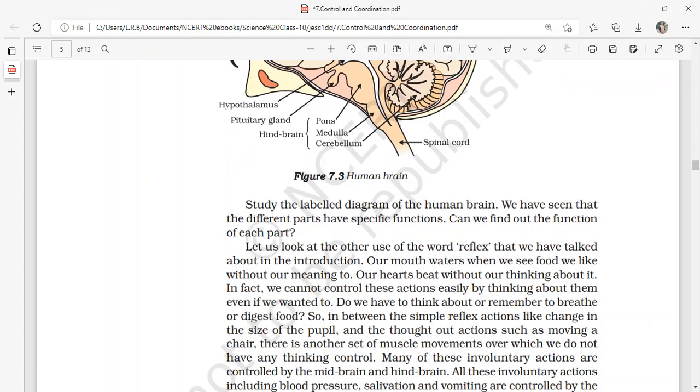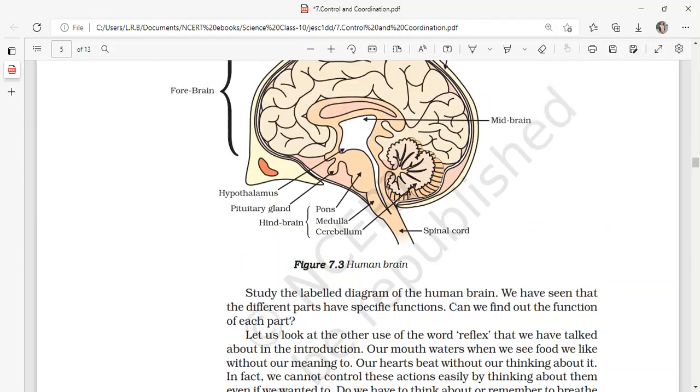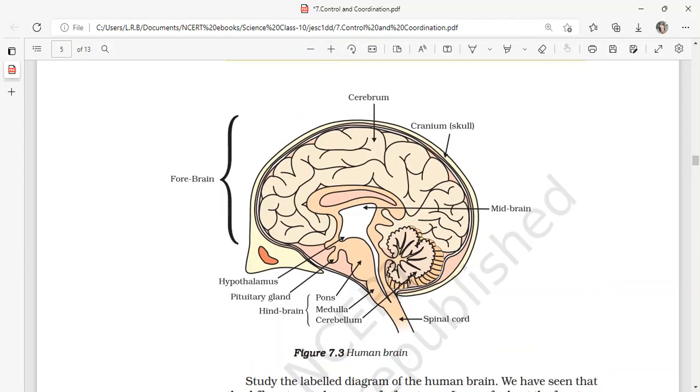Now study the labelled diagram of the human brain. We have seen that the different parts have specific functions. Can we find out the function of each part? So look for the different parts of the brain. Here is the cerebrum. The major portion of the brain is called the cerebrum.